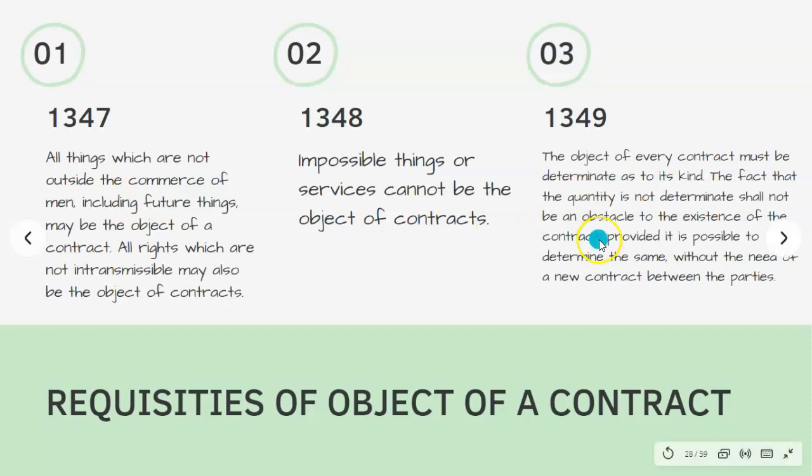And finally, the object of every contract must be determinate as to its kind. The fact that the quantity is not determinate shall not be an obstacle to the existence of a contract, provided it is possible to determine the same without the need of a new contract between the parties. It is sufficient that the object of the contract be determinable at the time of the perfection of the contract.